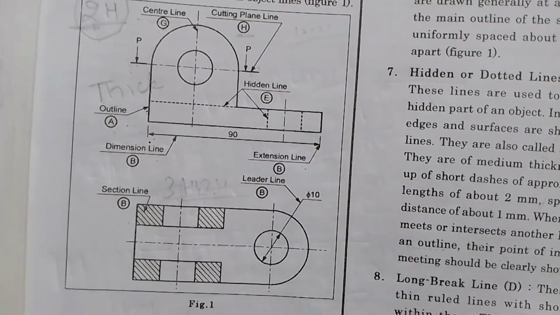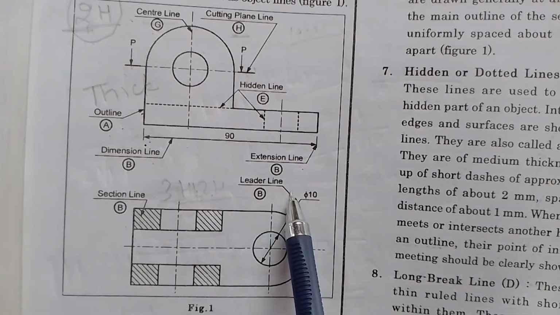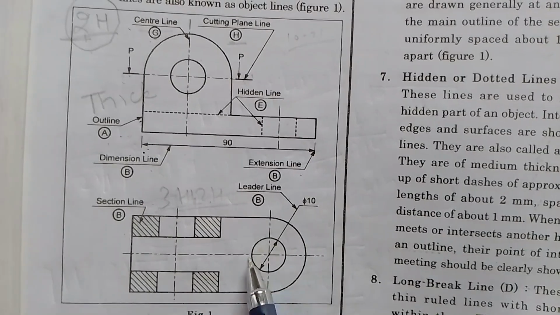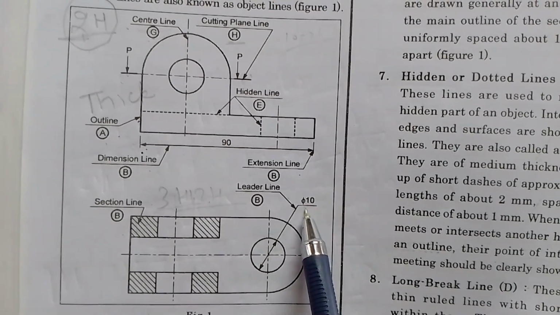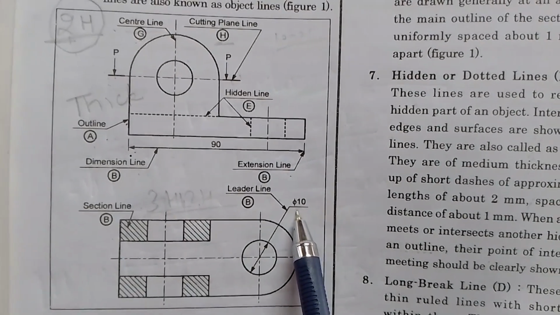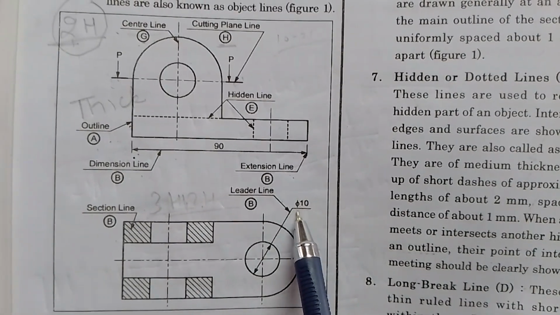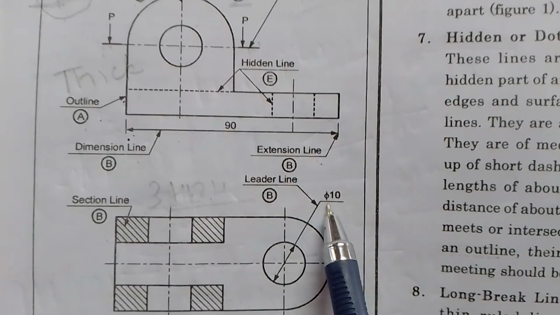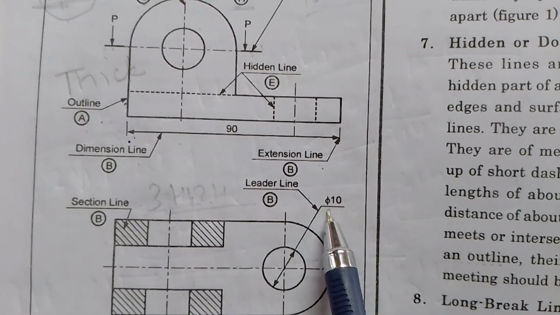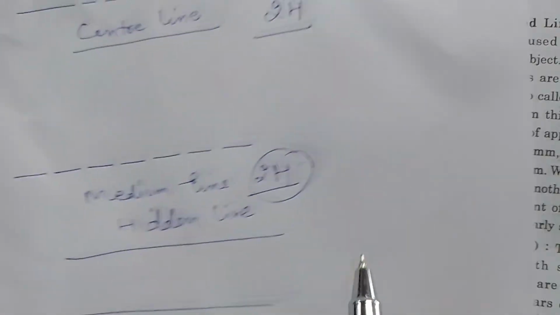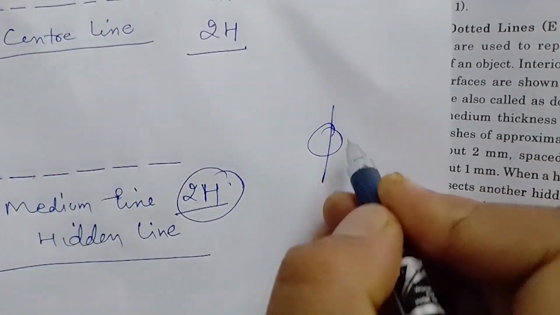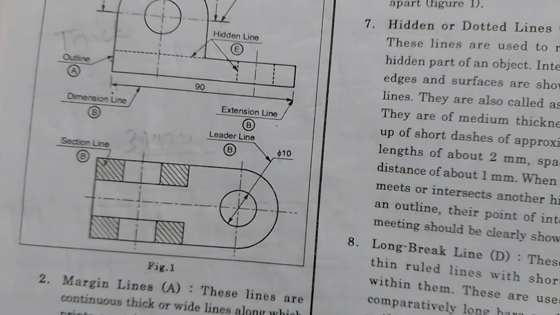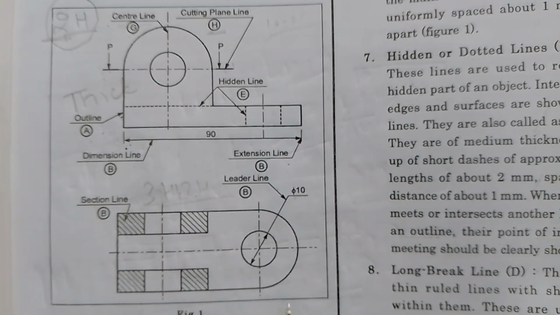So the maximum, this is a leader line. This leader line shows the diameter of this machine part. This is dia 10. MCQ can be asked, what is the symbol? This diameter is shown by the symbol phi. We can draw like this: dia 10, dia 20. I think it is clear to all.